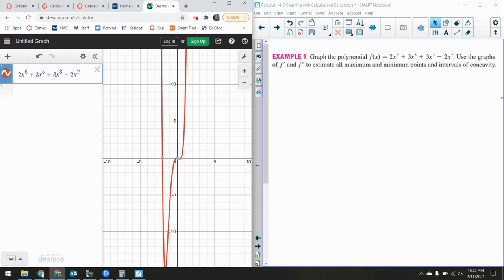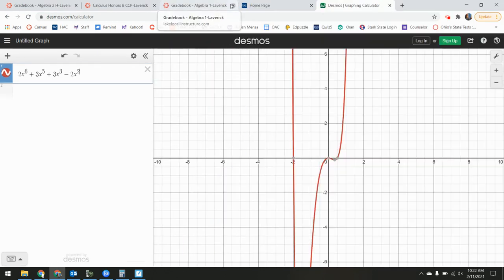Okay. It says use the graph of f prime and f double prime to estimate all maximum and minimum points and intervals of concavity. So here's what you're going to be doing in your homework. Notice there's only 4 problems for your homework, right? What you're going to be doing in the homework is some algebraic work and then some work on Desmos, screenshotting what you see on Desmos and putting it into a Google Doc or a Word doc. I don't care, whatever you want to do. And then that's what you're going to submit for your assignment.